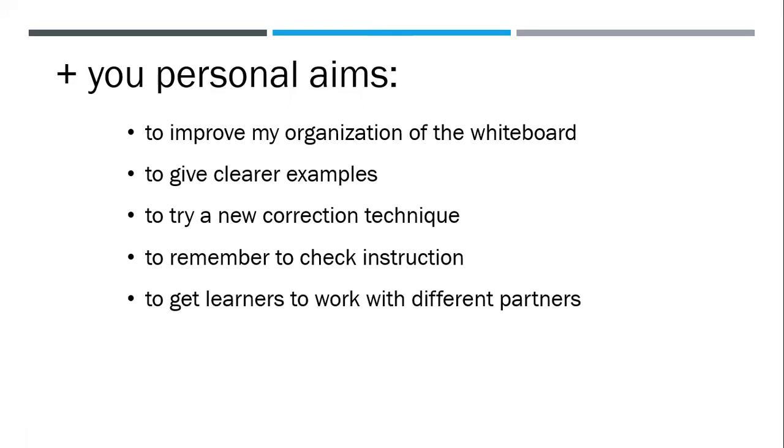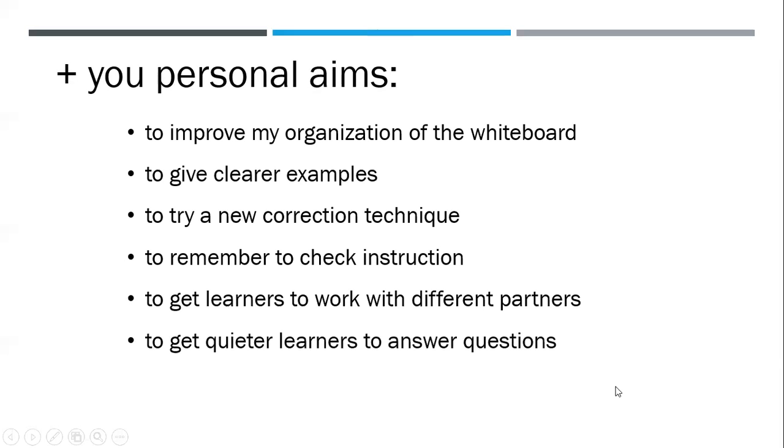You know, typically when they are sitting together with their usual partners, they get used to each other. And maybe this lesson you would like to shuffle them and to see how it works in different pairings. Or to get quieter learners to answer questions, right? Every class has got a quieter learner who is shy to talk, and your personal aim for the next lesson may be to try to make these people speak out, right? Okay, so please always remember about your personal aims, because if you do not set personal aims for the lessons, you are not developing.